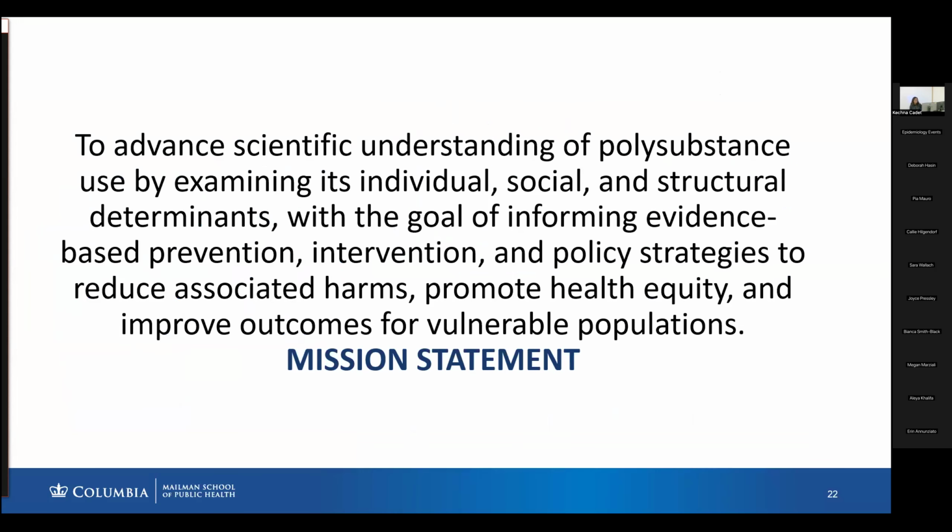And so altogether, my work can be summarized by this mission statement that I have here. Throughout this talk, I'm going to come back to this mission statement to anchor and center my talk overall. My mission statement is to advance scientific understanding of polysubstance use by examining its individual, social, and structural determinants with the goal of informing evidence-based prevention, intervention, and policy strategies to reduce associated harms, promote health equity, and improve outcomes for vulnerable populations.